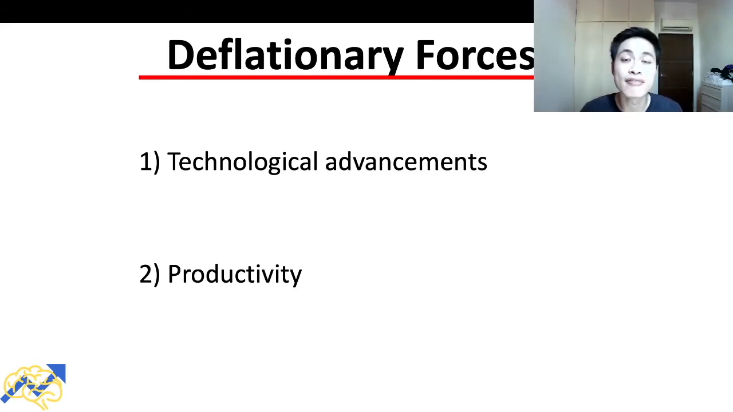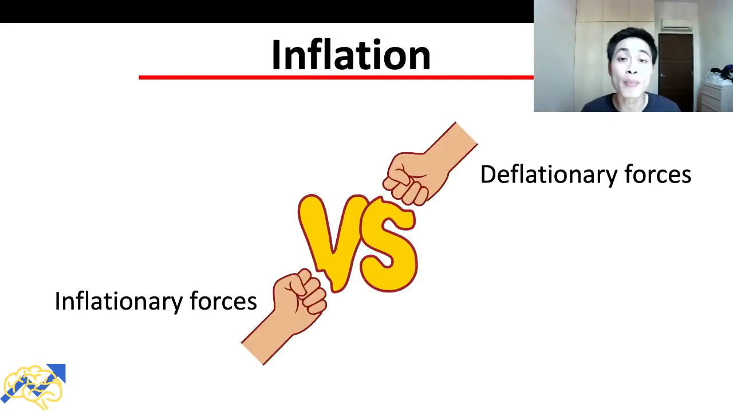So if we were to forecast inflation in our economy, we would just be comparing the inflationary forces in our economy versus the deflationary forces. And whichever force is stronger will determine whether we have inflation in our economy or deflation. So since deflationary forces tend to remain quite stable over time, we just need to pay more attention to the inflationary forces in our economy.